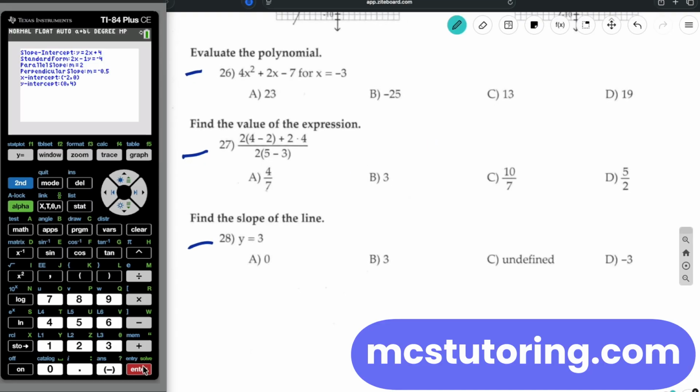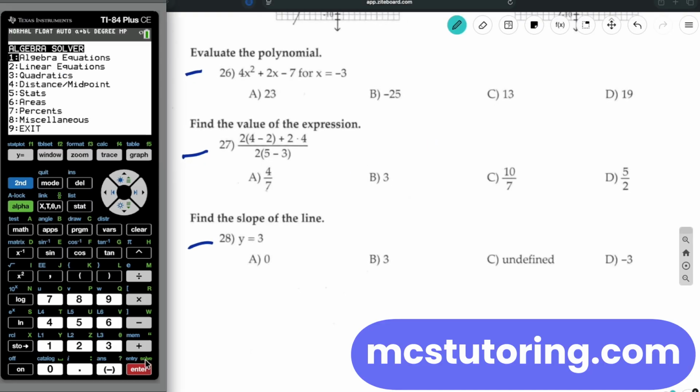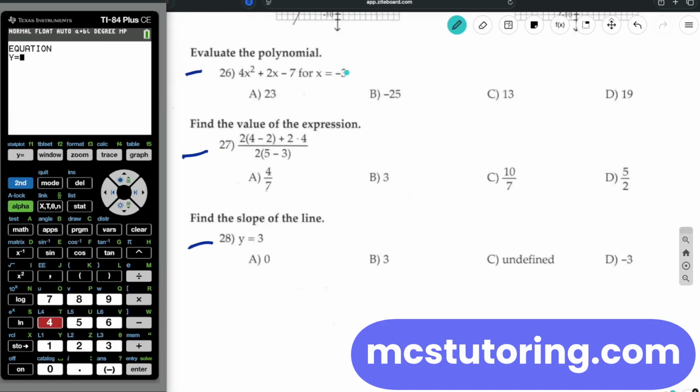Evaluate the polynomial. Okay, this is not a linear equation. This is an algebra equation, but check this out. We're going to plug in a value, okay? Now, it's not exactly as it looks like, but I'm going to write 4x squared plus 2x minus 7, and I'm going to write x equals negative 3. So this will make sense in a moment.